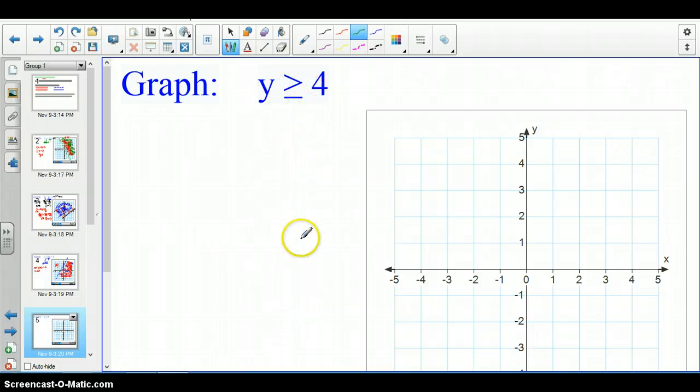So y is greater than 4. Here we don't have a slope, we just have a y-intercept. So y is greater than 4. They don't tell us anything else, so this is going to be a horizontal line. This tells me it's going to be solid, so that line is going to be a solid line.